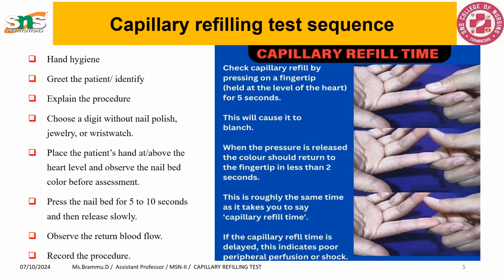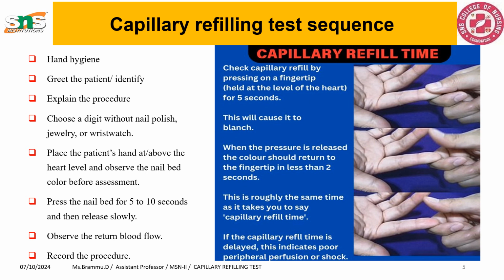So how are we going to do the capillary refilling time? Of course, we have to perform hand hygiene with an alcohol rub, or soap and water, or as per the hospital policy. Then identify and greet the patient, explain the procedure, get the doctor's order before you do the test, and choose a digit without nail polish, jewelry or any wristwatch. Because nail polish can hinder the test, or you can have an abnormal report where you cannot see the refilling time in an appropriate time sequence.